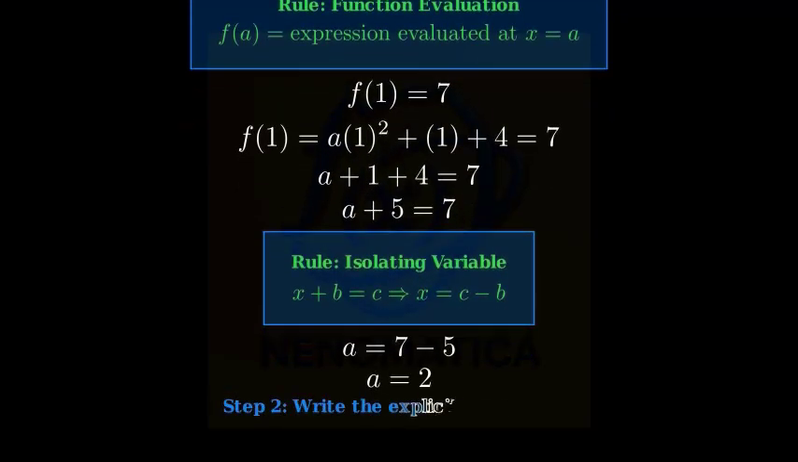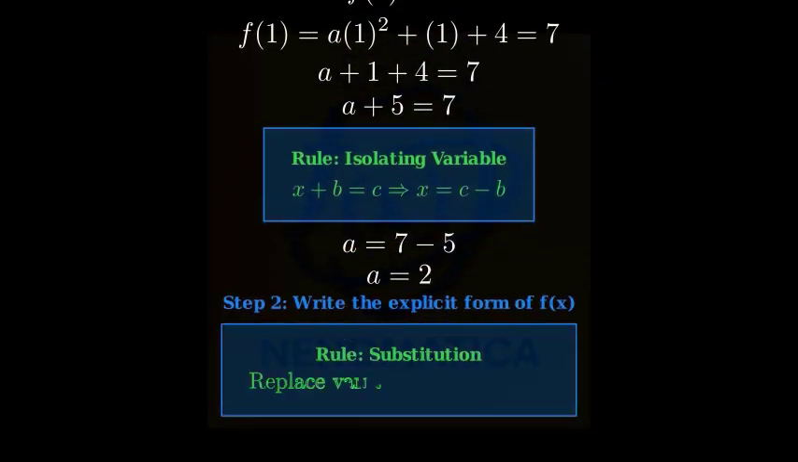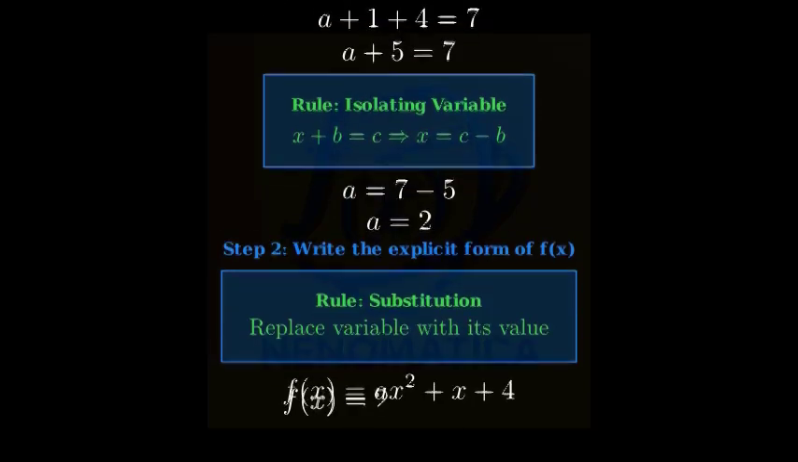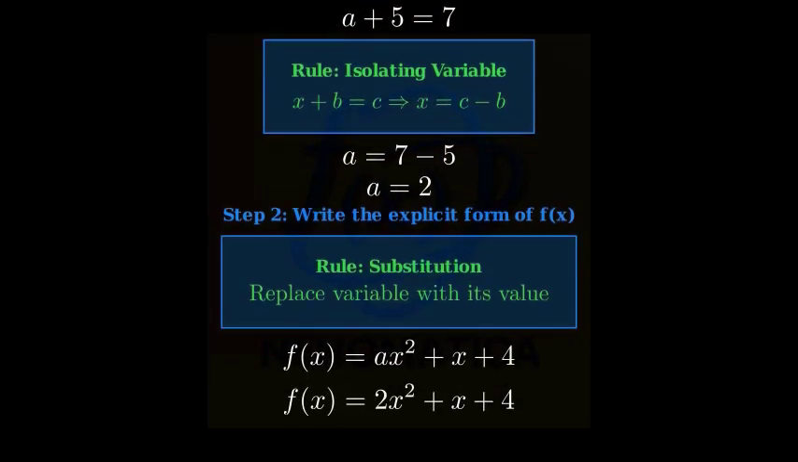Now that we know a equals 2, let's write the explicit form of our function. We'll substitute a equals 2 into our original function definition. Our original function was f of x equals ax squared plus x plus 4. Substituting a equals 2, we get f of x equals 2x squared plus x plus 4.